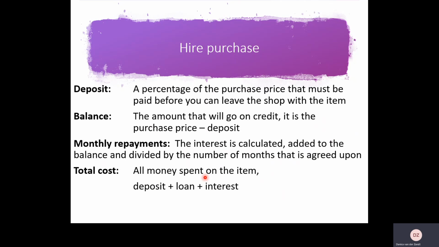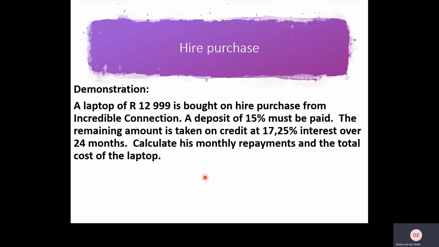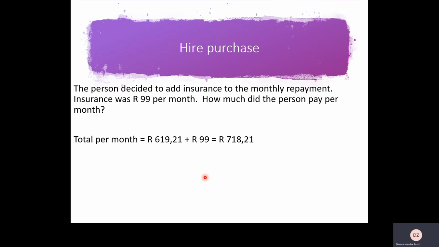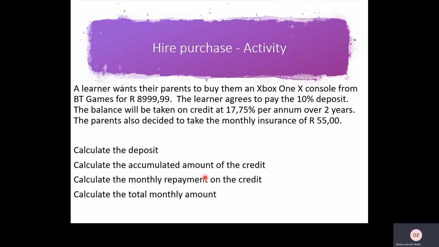Then we'll look at the 4 main ideas and definitions that we'll deal with. Then we will do a demonstration of buying a laptop, paying a deposit, the remaining amount on credit over 24 months. I want to calculate the monthly repayments. That'll be our answer. Then we can also have adding insurance, which would be a monthly cost. And then you will do it yourself.